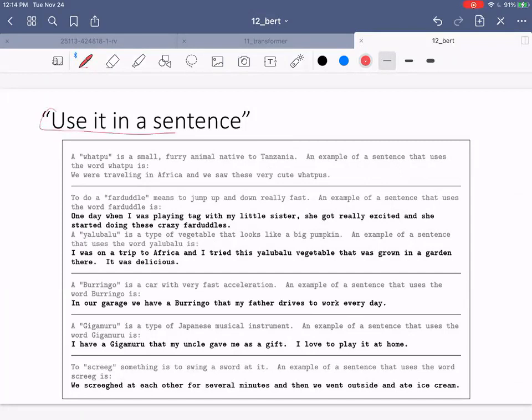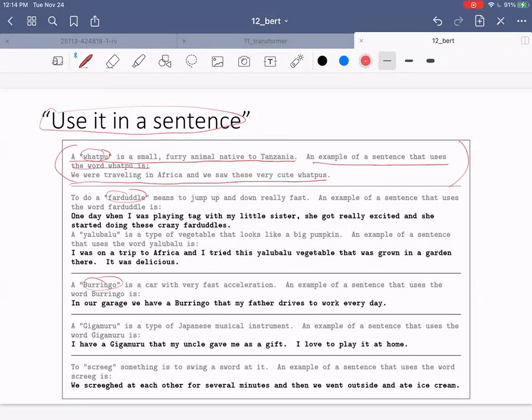It's called the use-it-in-a-sentence game. What it is, you just come up with a new unseen word, like some fake made-up word like watpu or fardoddle or baringo. These words don't exist in the real world. And what you do is you use it in a sentence. A watpu is a small furry animal native to Tanzania. An example of a sentence that uses the word watpu is, we were traveling in Africa, we saw these very cute watpus. So this is a human-generated text.